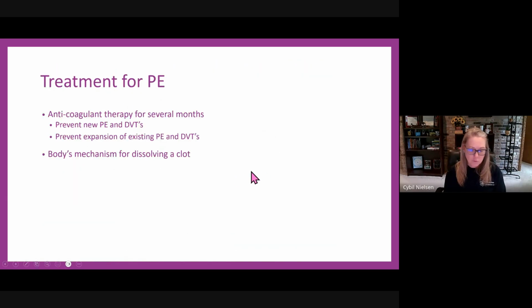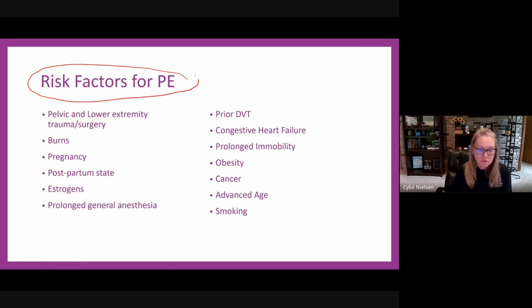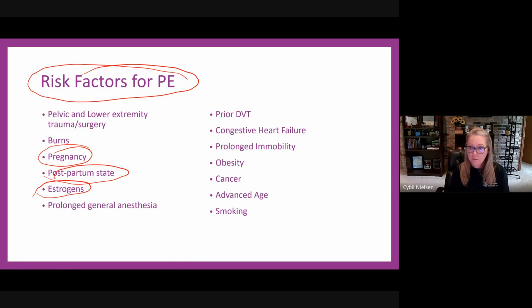All right, treatment is going to be anticoagulants, but we don't give anticoagulants to break down the clot. We give anticoagulants to prevent new ones and to prevent expansion of existing ones. Our body breaks down the clot itself through fibrinolysis. All right, these are all the risk factors. That's a lot, but it can be broken into 3 categories: sedentary, smoking, and hormones. So you see a couple areas: estrogens, postpartum, pregnancy, that's all hormones, okay? Birth control pills.